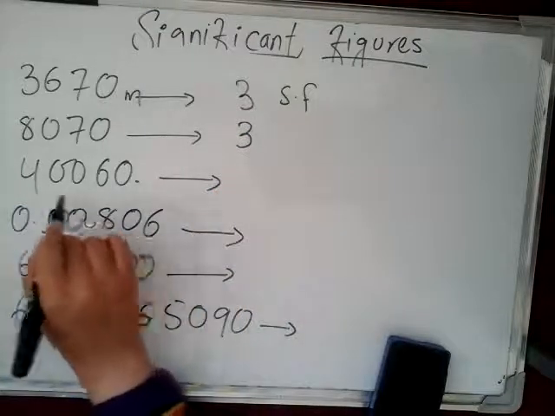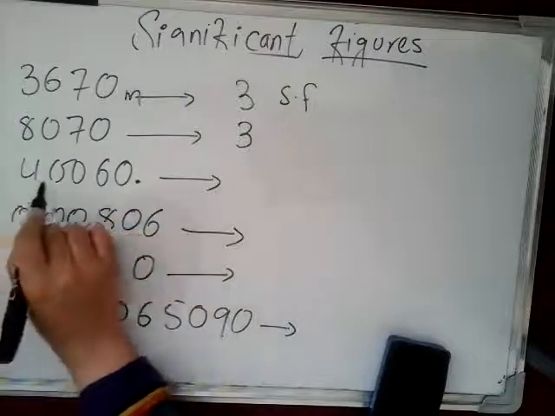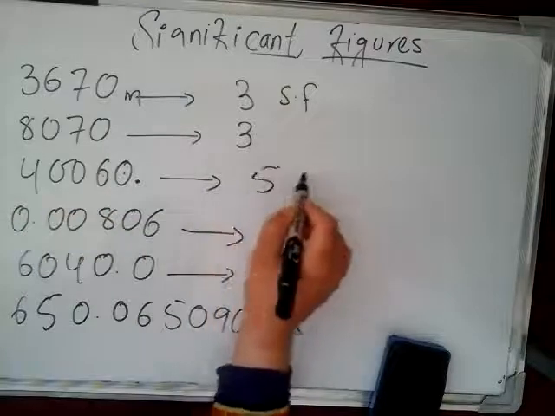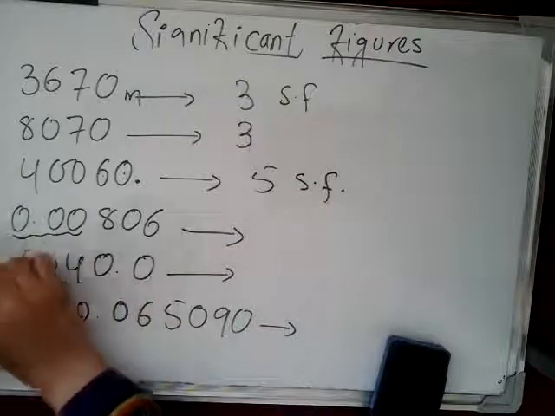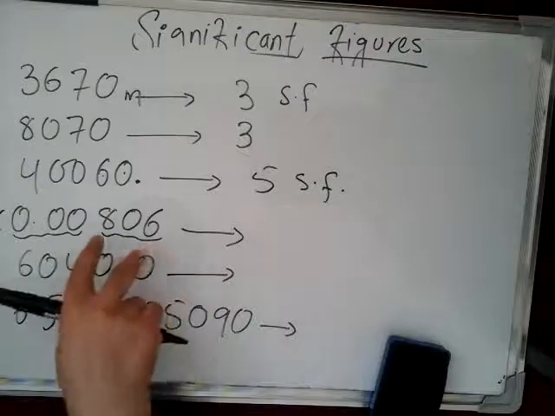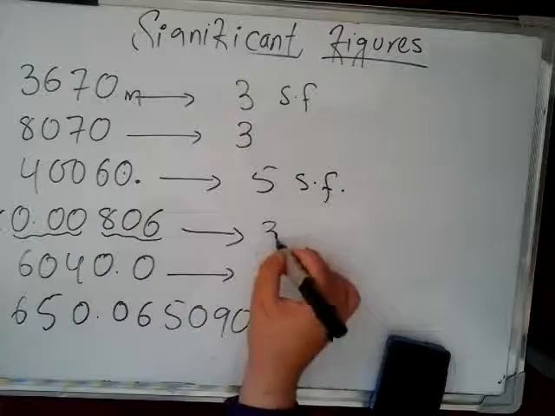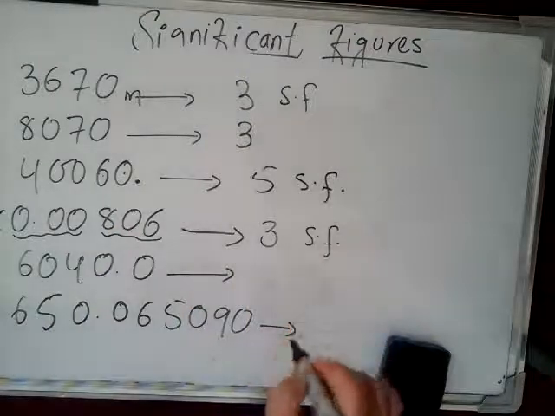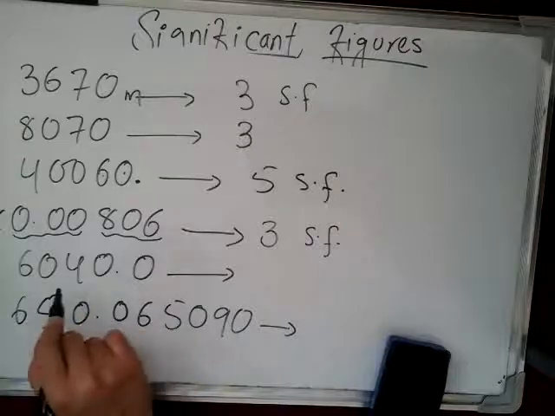Now 4006.0, how? Now there is a point present after it, so all the zeros will be counted: 1, 2, 3, 4, 5 significant figures. Now here the leading zeros will not be counted, only natural numbers and those zeros which are present between natural numbers. So 1, 2, 3 significant figures.